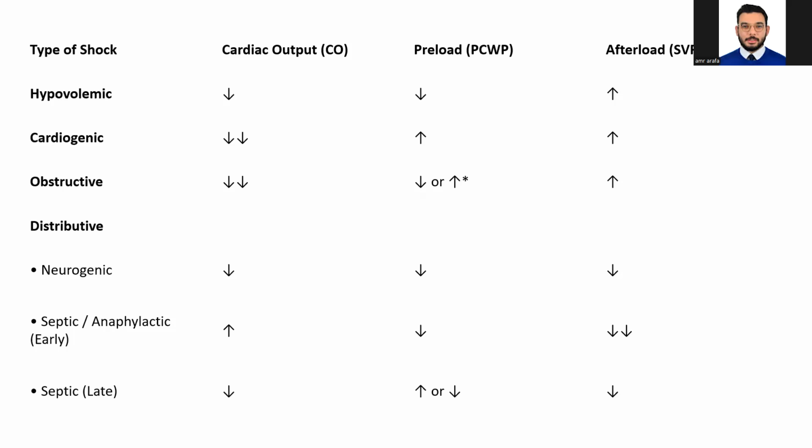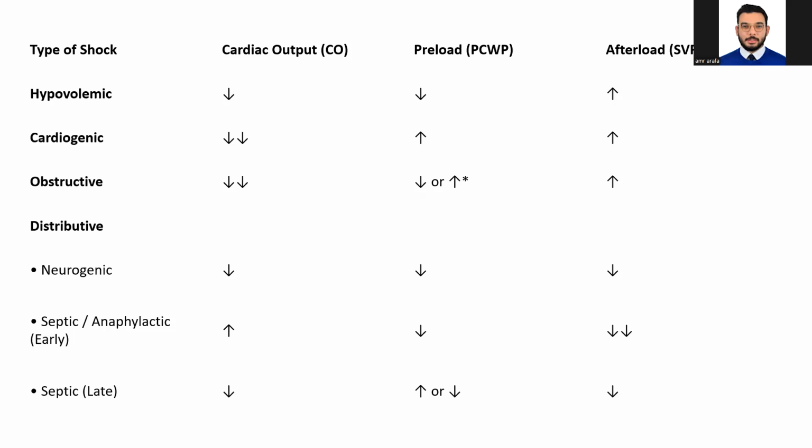When it comes to a cardiogenic shock, the main problem is the heart. That means the cardiac output is low. The left side is not going to be able to adequately drain the blood from the lungs. So that means the pulmonary capillary wedge pressure is going to accumulate, and it's going to be elevated. And the afterload reflexively is going to be high. Obstructive shock is almost the same thing. Again, cardiac output is low, wedge pressure is usually elevated, and afterload, again, is high reflexively.